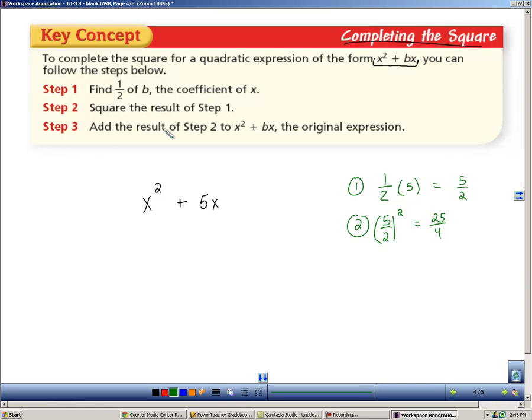And then step 3 says to add that to what I already have. So I'm going to put plus 25 over 4. So now I've just created a perfect square trinomial. I know it looks yucky because it has that fraction. Let me do one more that has an even number. That might make things a little bit clearer.